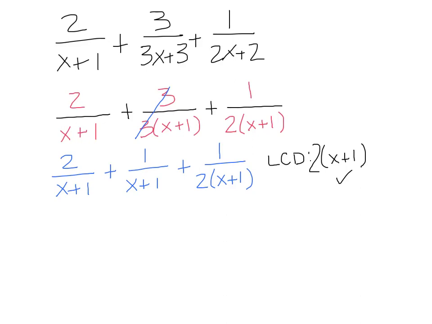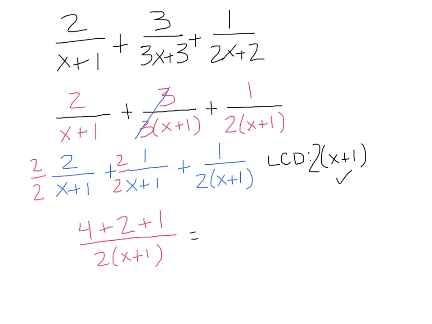Which means I only need to change 2 of my fractions. I'm going to need to multiply the first fraction by 2 over 2 and the second fraction by 2 over 2 so that they contain that least common denominator. So I'm going to end up with 2 times x plus 1 as my least common denominator. The numerator of the first fraction will be 4 plus the numerator of the second fraction, which is 2, plus the numerator of the last fraction, which was 1.